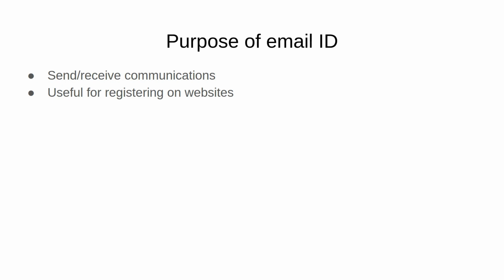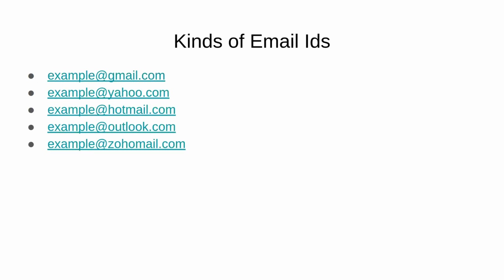So now let's look at a few different kinds of email IDs. So here I've offered a few examples for different email IDs, and you can see that each of it has a different company name at the end of it. So most of you may be having a Gmail ID. Gmail stands for Google Mail, and Google Mail is a service offered by Google. So different companies offer their own email service. So how your email ID looks will depend on the service provider that is providing your email ID.